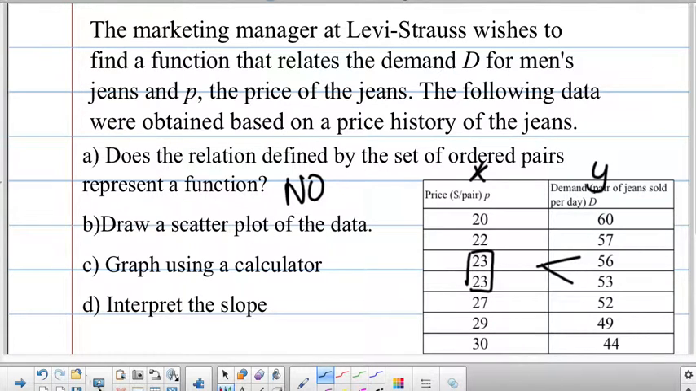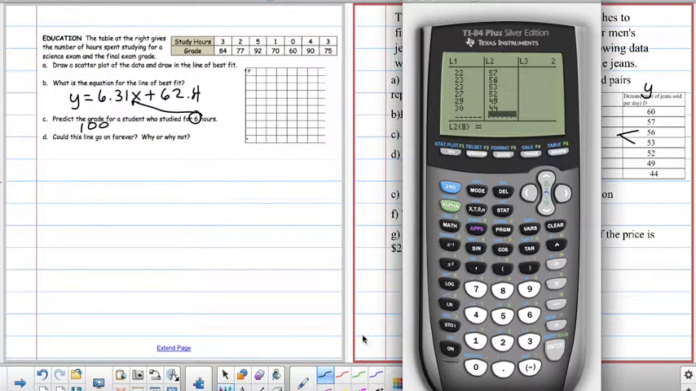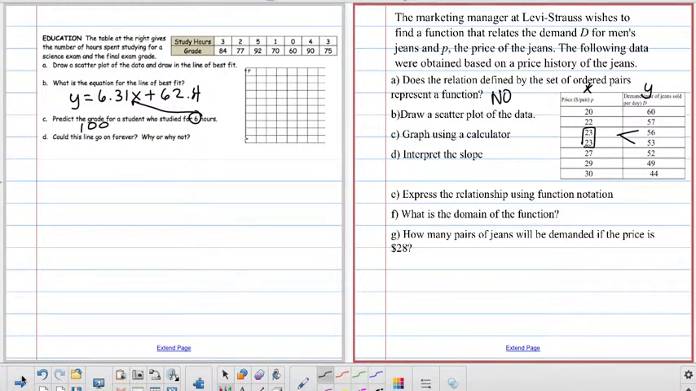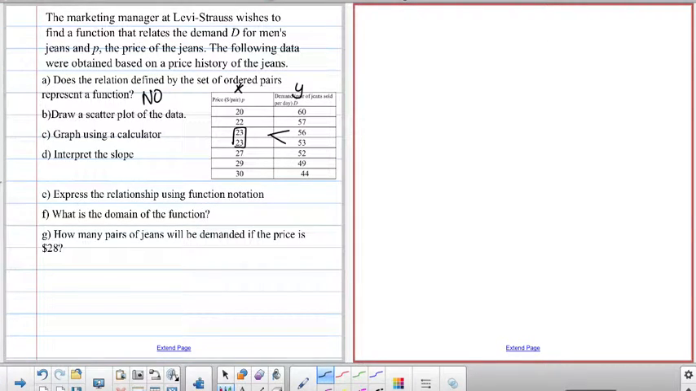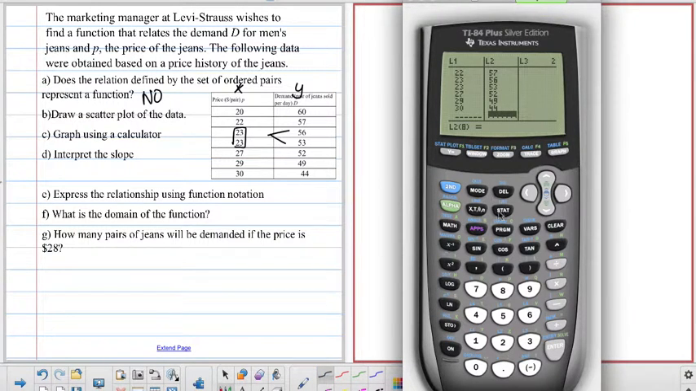Now the second one. Whenever we're doing this, we have to first input the data, just like we were doing today in class. So I went to stat, edit, and I went to L1 and I put in 20, 22, 23, 23, all that. And then in L2 I put in 60, 57, all of those. If you need to, pause right here and input that so you can follow along with me.